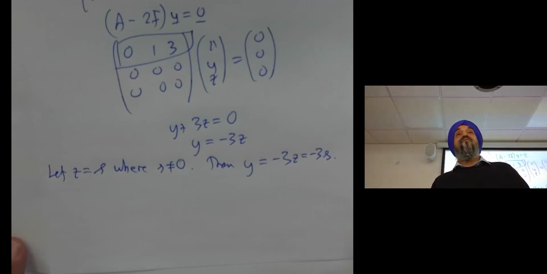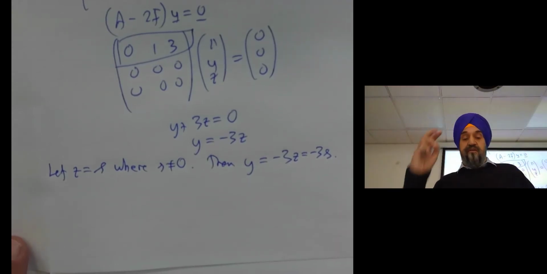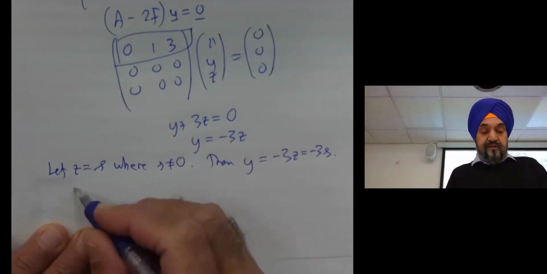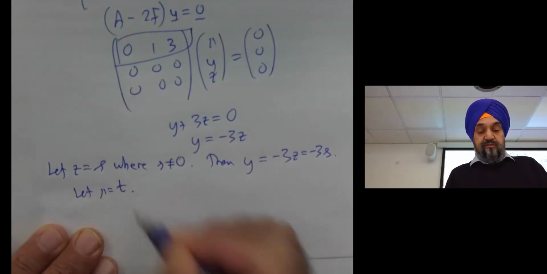Any number apart from 0. Well, it could be 0. They both can't be 0. X can be any number, can't it? Yeah, any number. Let x equal t.